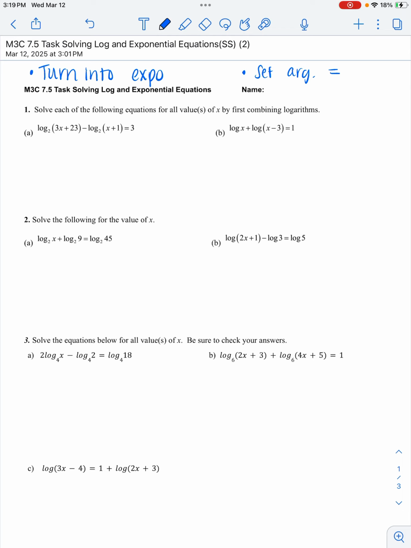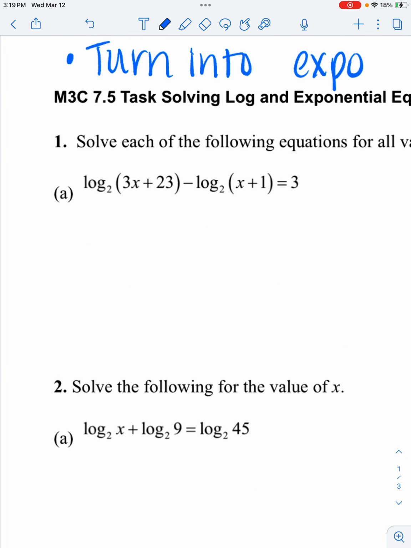So let's take a first look at this first one. It already kind of explains what you should do. Solve each of the following equations for all values of x by first combining the logs. We have to combine these because right now I see 2 logs. If I put the log on the other side, I would still have the 3. So I can't set my arguments equal since that 3 is there. So I need to try to get it down to a single log so that I can turn it into exponential. So you have to remember your properties. If it's a subtraction property, pause and try to write this in a single log.